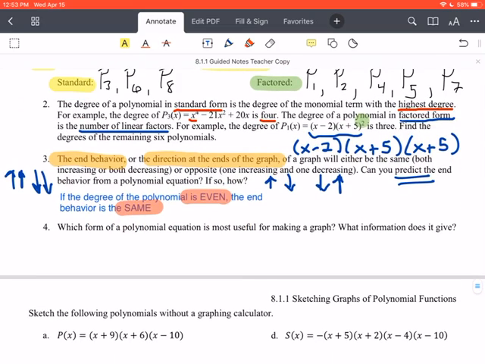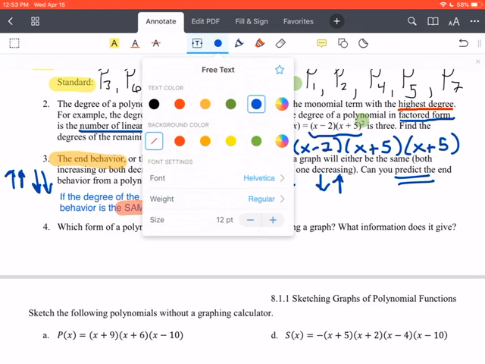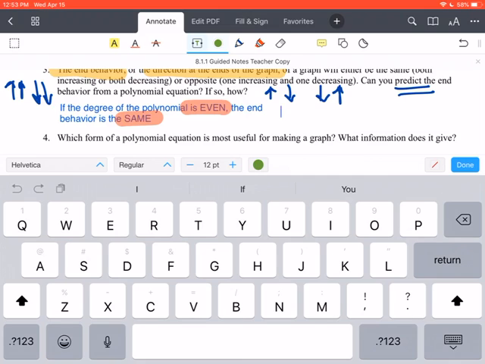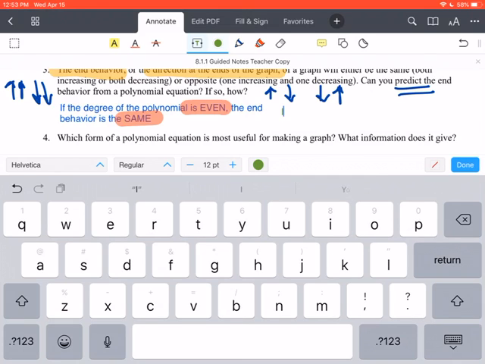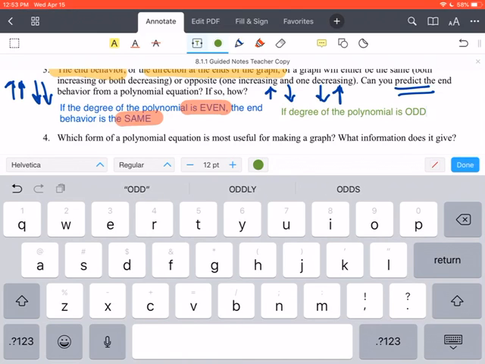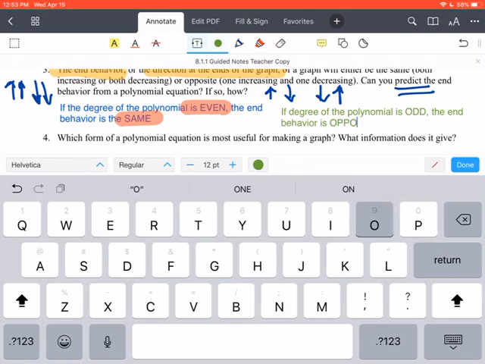But now we have to talk about, let's do a different color here, we have to talk about if the degree is odd, and you've probably guessed it by seeing, if the degree of the polynomial is odd, the end behavior is opposite.